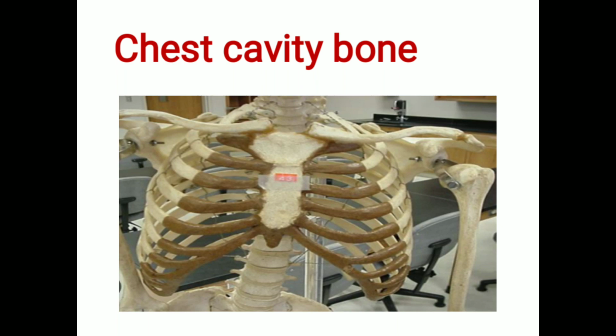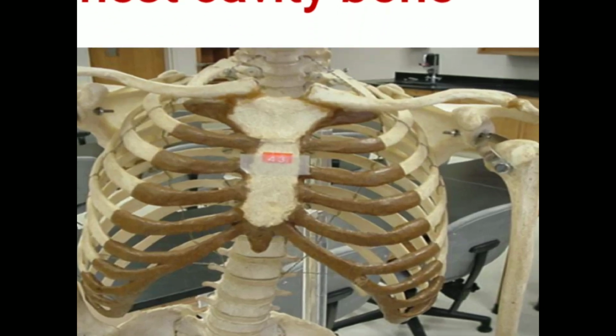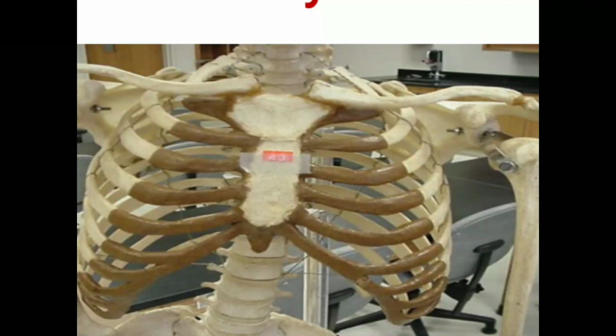8, 9 and 10. These 3 are called as false ribs. They will not directly connect to the sternum. They will connect to the 7th costal cartilage. So they are the false ribs. They are called as vertebrocostal ribs. And the last 11 and 12 will start from the vertebra but will not join with the costal cartilage or sternum. So they are called as the floating ribs.